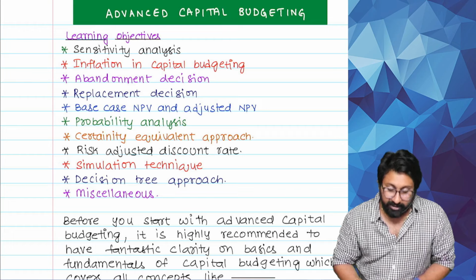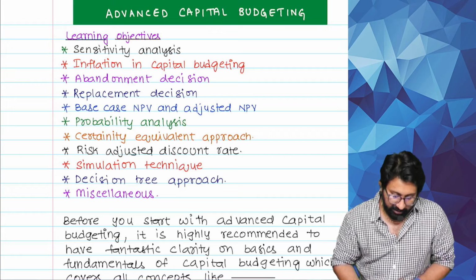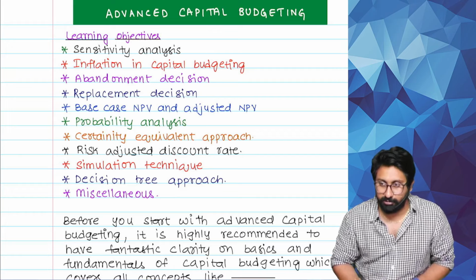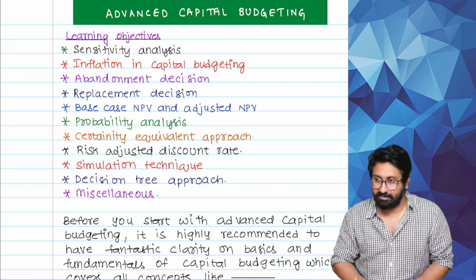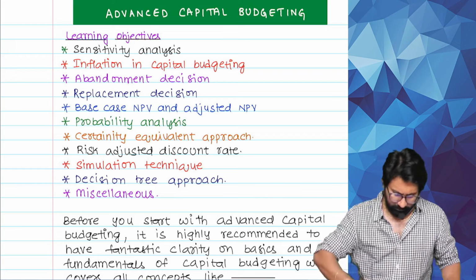Next one, risk adjusted discount rate. Next one, simulation technique. Next one, decision tree approach. Last one, miscellaneous. All other concepts will be there, Hiller's model and all those things.